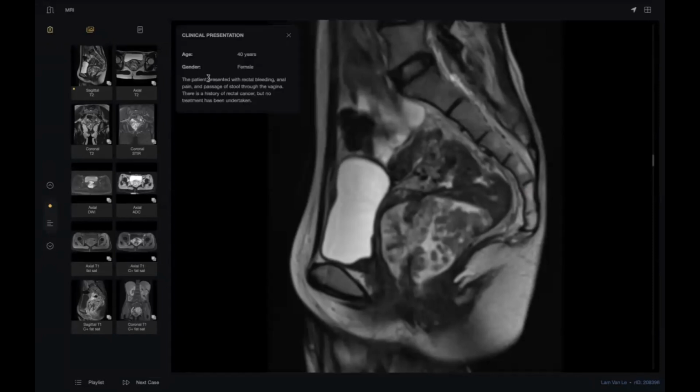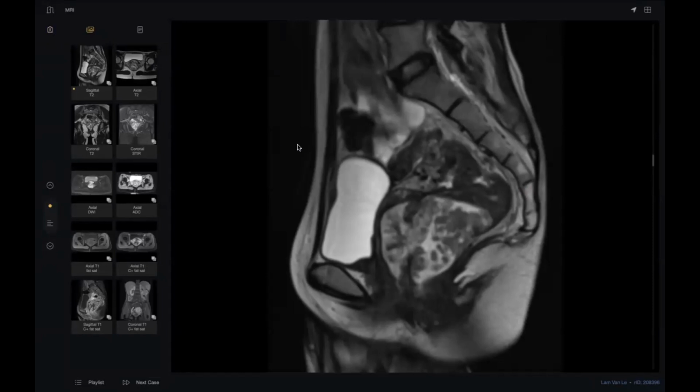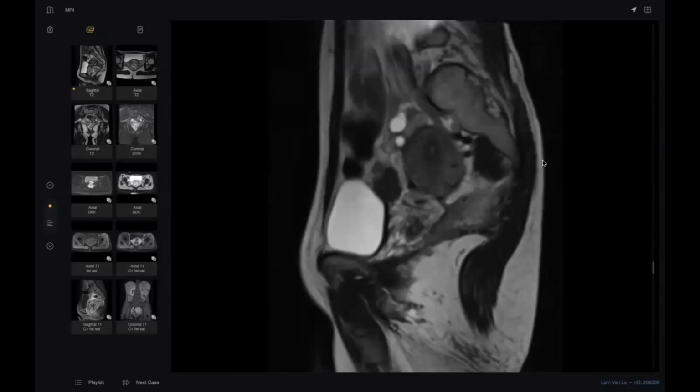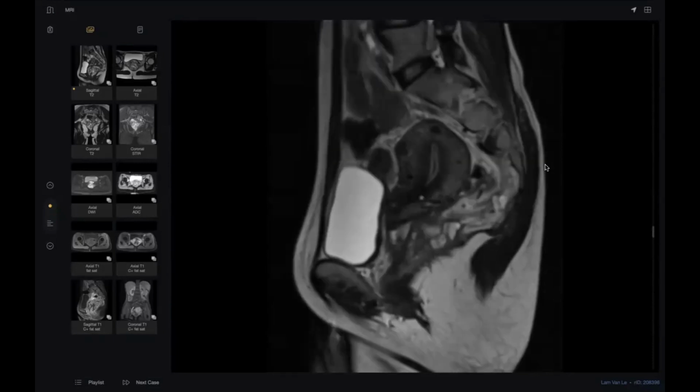Yes, sir. Welcome. 40-year-old female patient with rectal bleeding. Would you request control, please? Okay. Go on. I'm presented with a 40-year-old female patient who has a history of rectal bleeding.